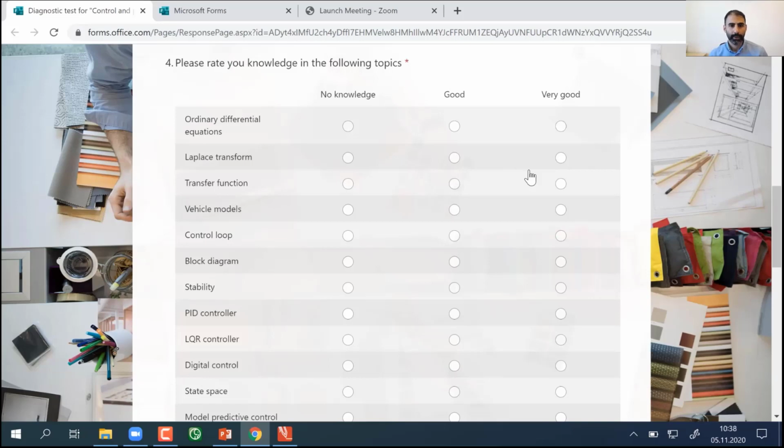Right, so I'll explain it very shortly. We have just 3 possibilities to answer: no knowledge, good, and very good. People usually tend to say no knowledge if they have forgotten the concept. So please put good if you know anything. Please fill in your knowledge in the single topics. If you have questions, just speak.